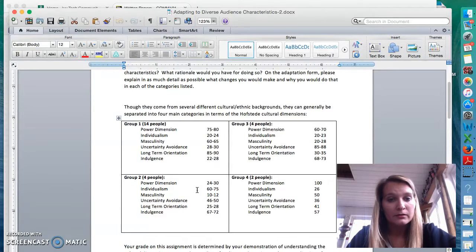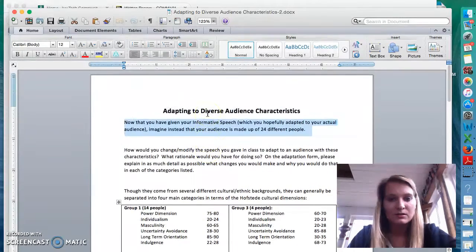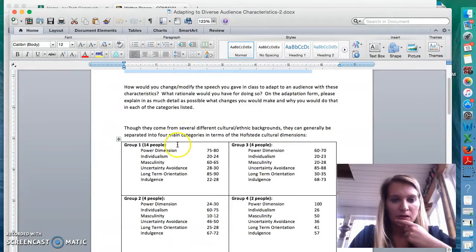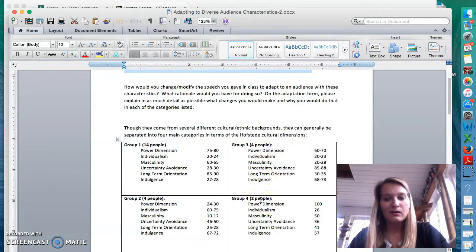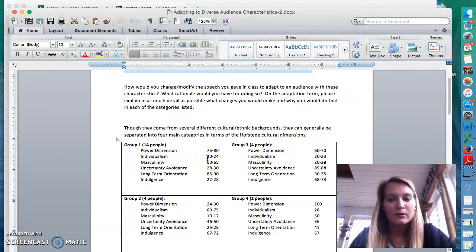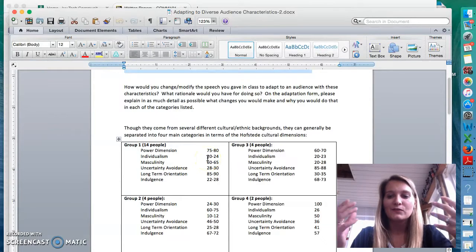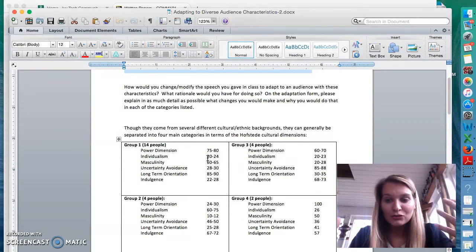Huh, weird. The instructions say exactly what to do. Okay. So I have 1, 2, 3, 4 groups, and these 4 groups have 14 people, plus 4 people is 18 people, plus 4 people is 22 people, plus 2 people is 24 people. Oh, here's my 24 people that I'm adapting my informative speech for. Crazy!